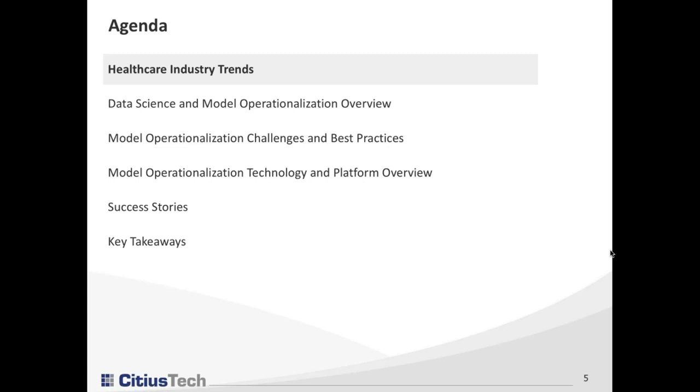On slide 5, what you're seeing here gives an overview of our agenda for the talk. We're going to begin by discussing some industry trends in healthcare around data science. From there, we'll give an overview of the data science lifecycle and examples of use cases in the healthcare industry, along with the introduction to model operationalization and some definitions. We use that foundation to talk about challenges and best practices when operationalizing models. Vinil will then give some background on common technology platforms that can help with this process.